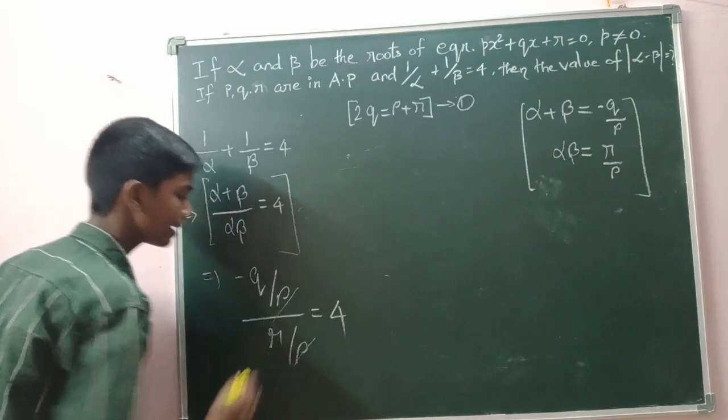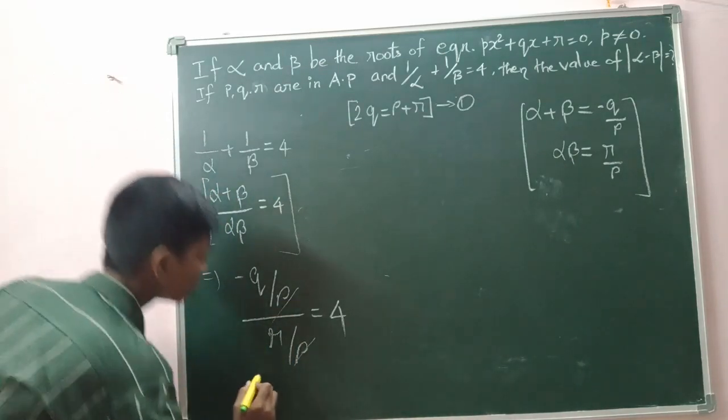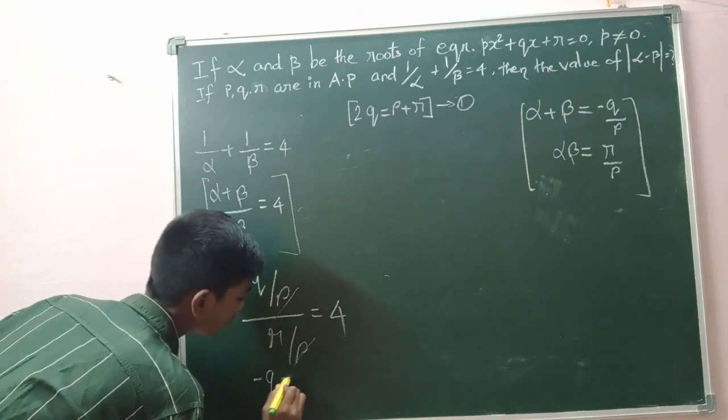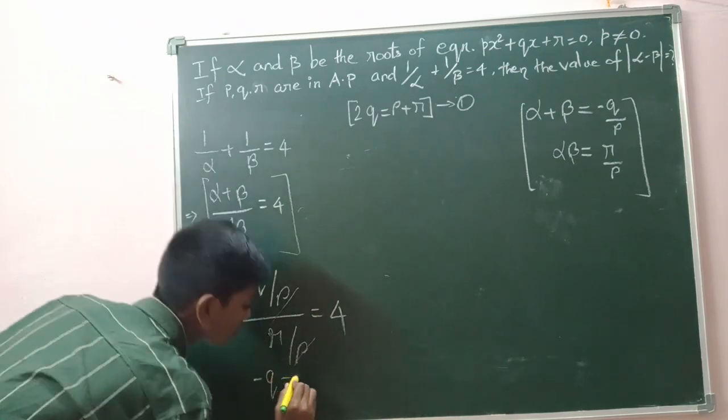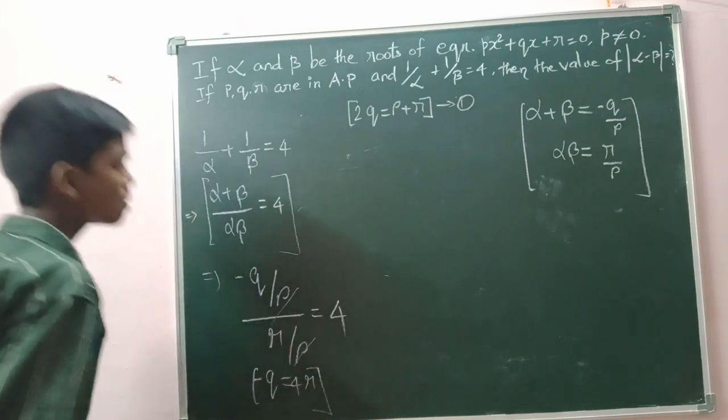Therefore, p cancels. Hence, you will get minus q, and taking r to that side, that will be nothing but 4r. Correct or not? Think carefully and say, people.